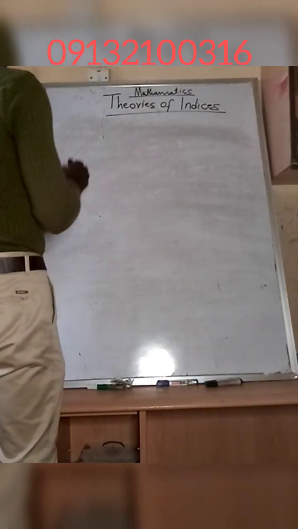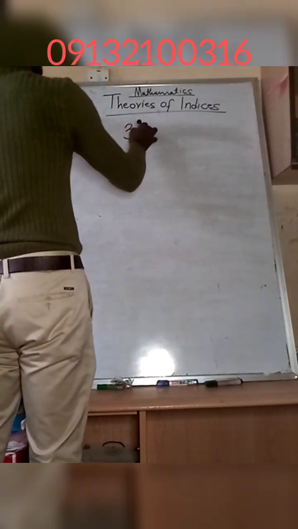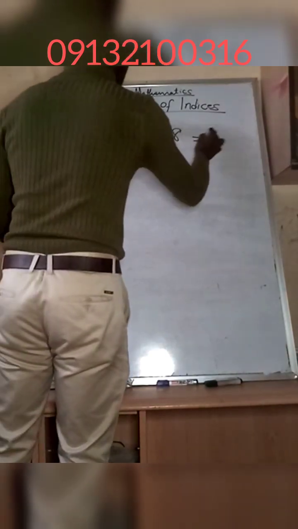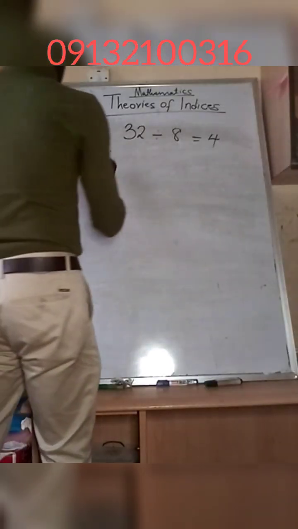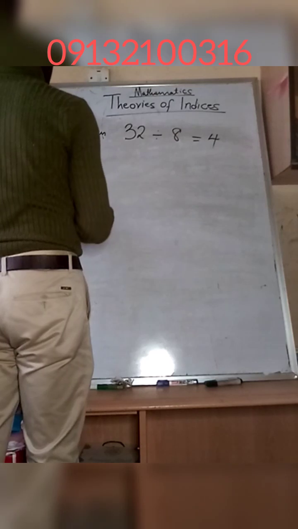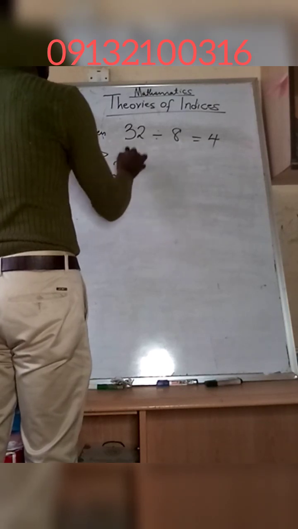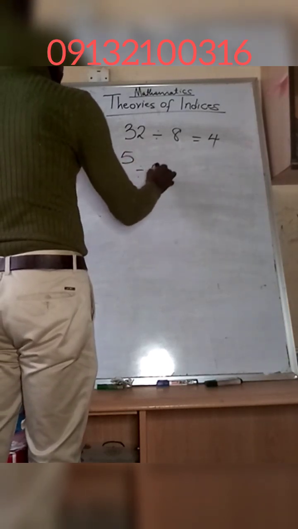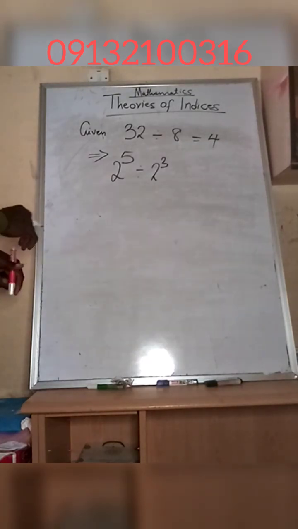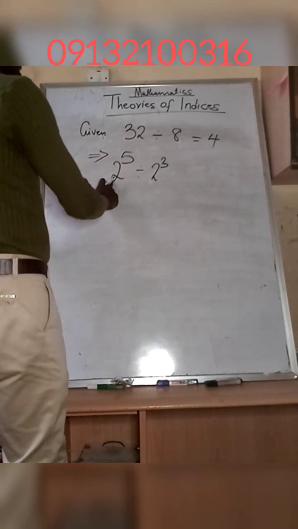Suppose on the other hand, we are given 32 divided by 8. Of course, we know that it is supposed to be 4 ordinarily. Assuming that the examiner does not want to express 32 as an integer, but as an index number, and he writes it as 2 raised to the power 5 divided by 2 raised to the power 3, meaning that 8 has been presented in index form and 32 in index form.